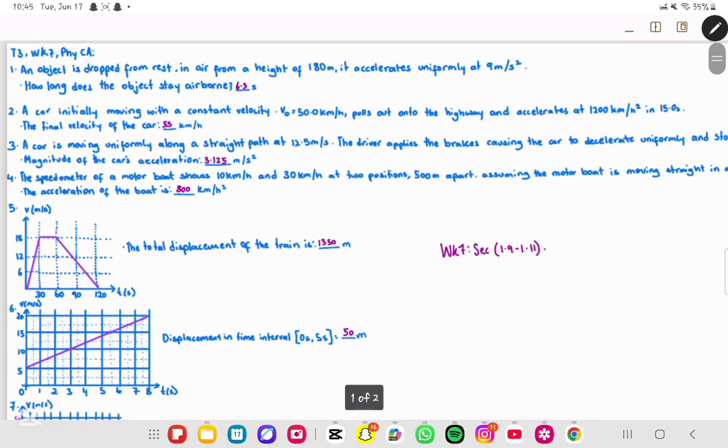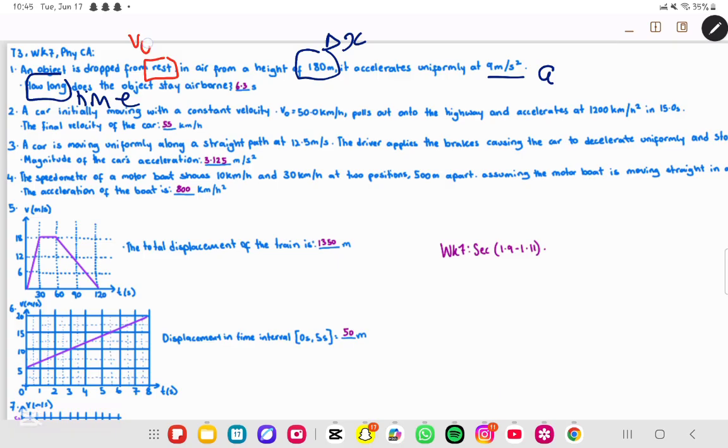An object is dropped from rest in air from a height of 180 meters. It accelerates uniformly at 9 meters per second squared. How long does the object stay airborne? So they want how long, meaning they need the time. We have the acceleration and we have the displacement, delta x. And pay attention, it's dropped from rest, meaning that v initial is equal to 0, and also x initial is equal to 0.